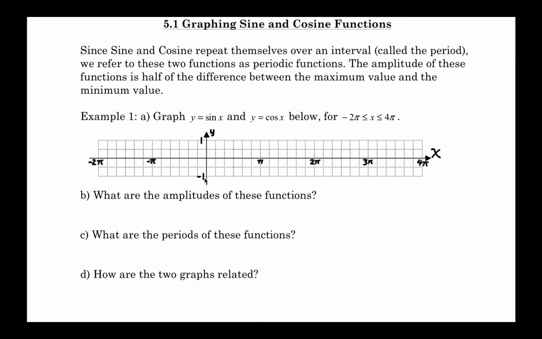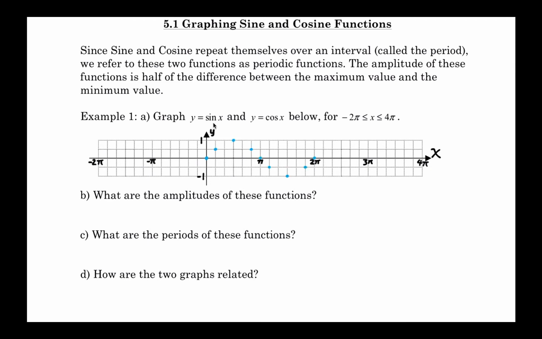As far as the y-axis scale, I went from negative 1 to 1 because the minimum value you're going to get for a sine is negative 1, and the maximum value is positive 1, and same thing for cosine. So now let's plot some points.